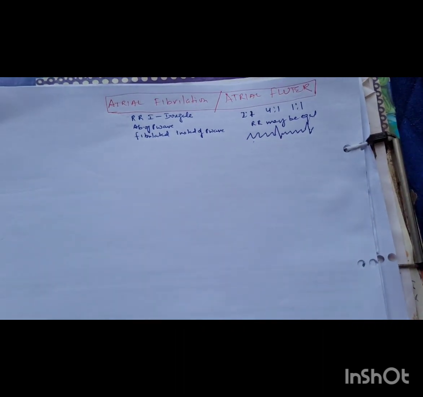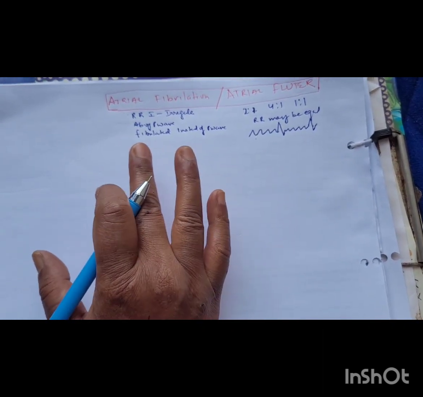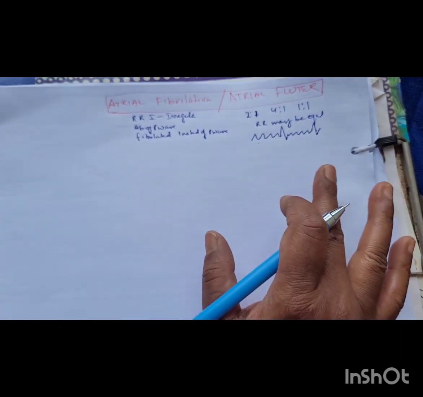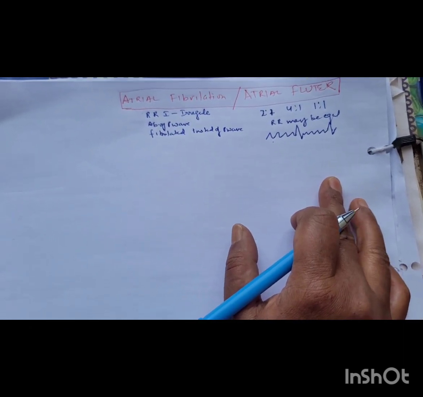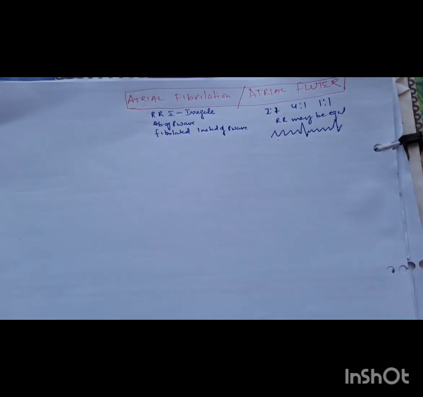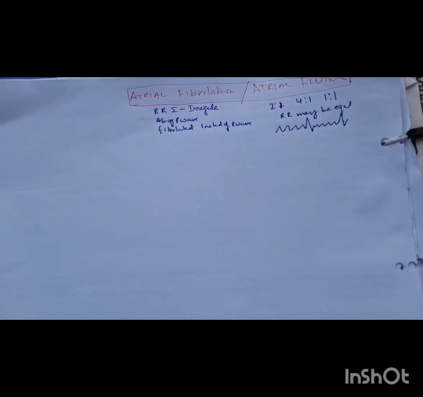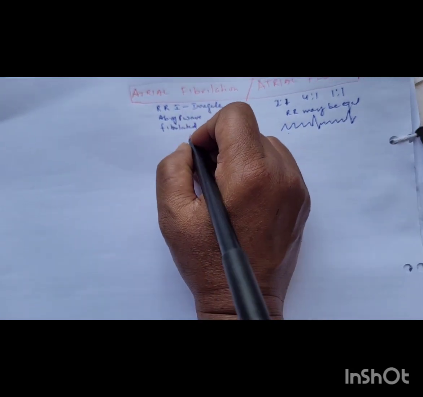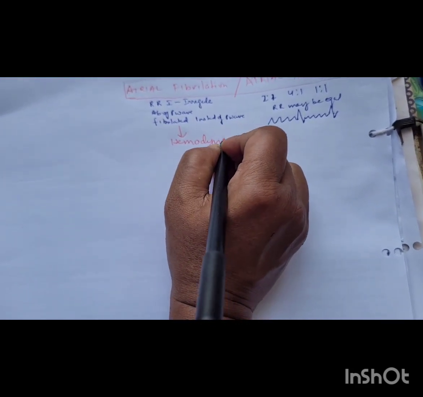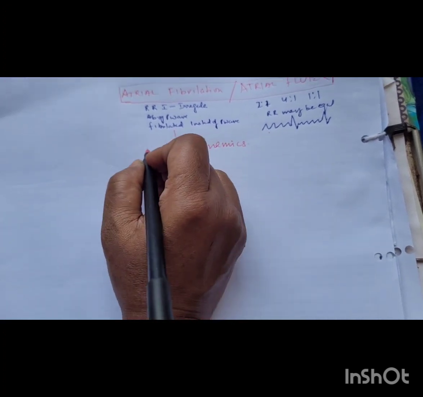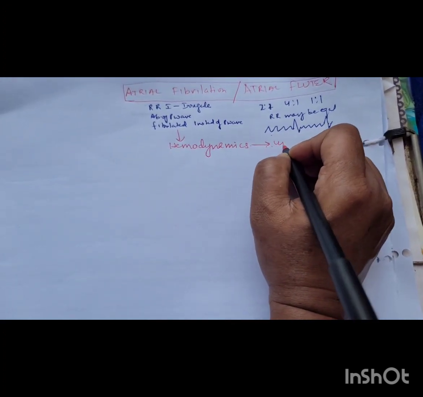So if there is no fast ventricular rate, then there is no need to manage immediately. But if there is a fast ventricular rate along with atrial fibrillation or atrial flutter, we need to manage it. So how to manage? First, we have to see whether the patient is stable or unstable. So hemodynamics, we have to see.